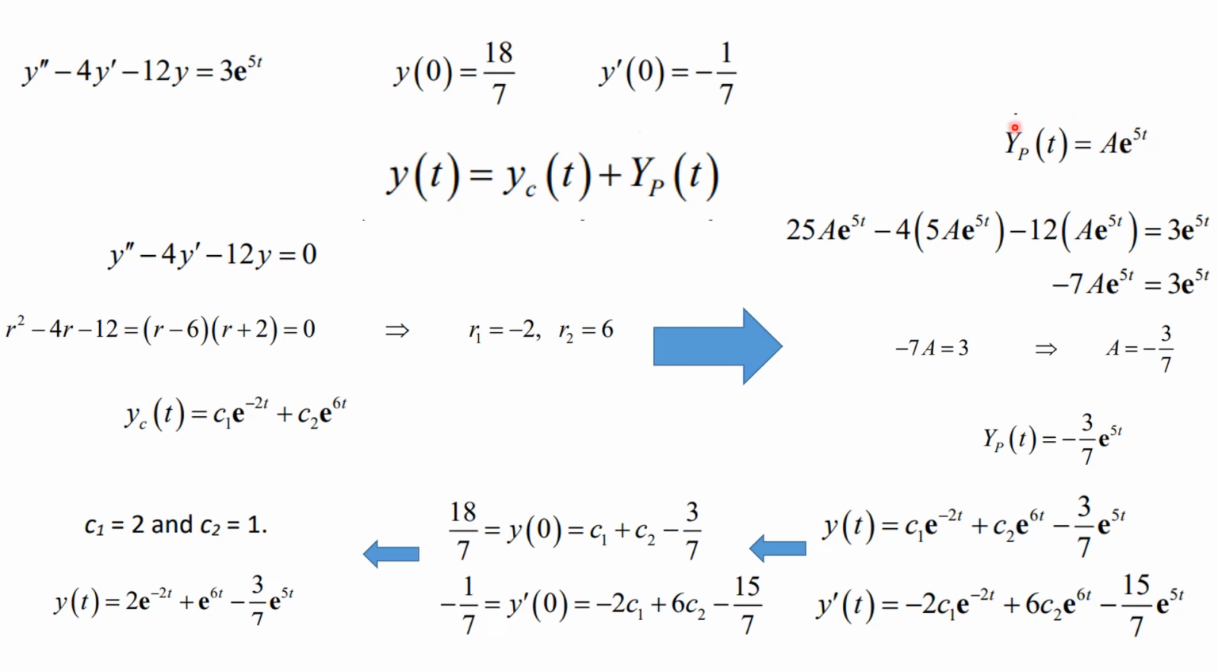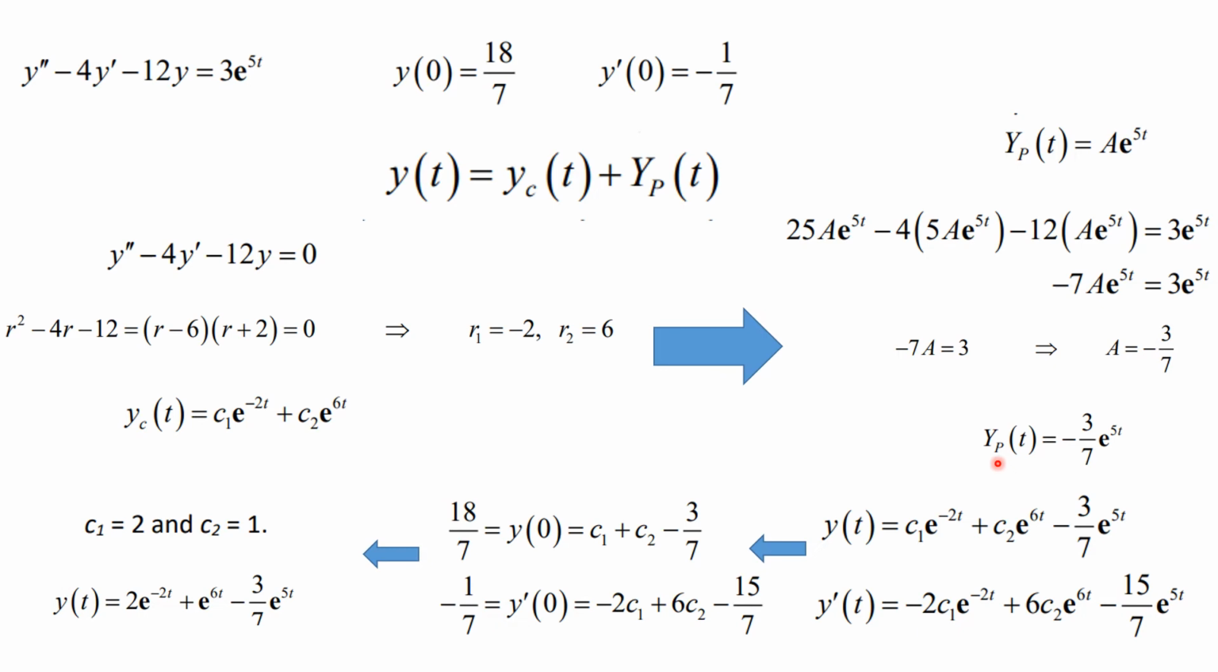So we're going to take this assumed solution and substitute it into the left-hand side and set it equal to the right-hand side. When we take the second derivative, we will get this. When we take the first derivative, we will get this times minus 4. Minus 12 times this is equal to that. And we will simplify. So we will have minus 7A e to the 5t is 3 e to the 5t. Now e to the 5t is not equal to 0, so I can divide all the way through and solve for A, and I find out that A would have to be minus 3 over 7.